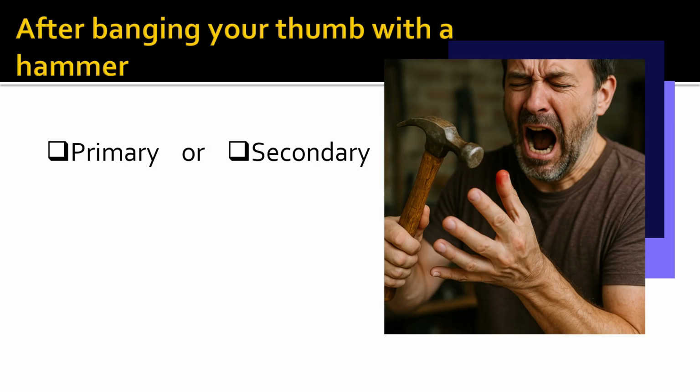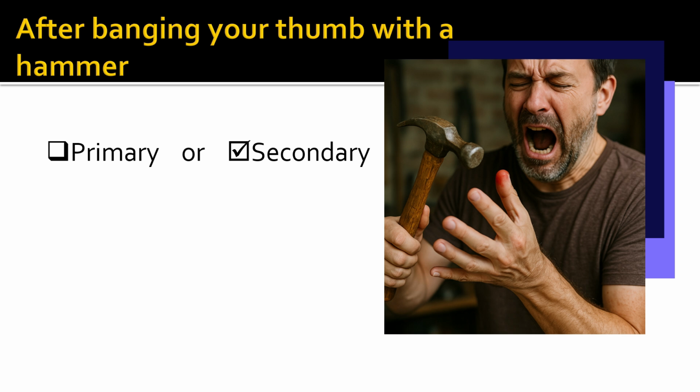After banging your thumb with a hammer, which type of pain would you say it is, primary or secondary? The answer is, it's secondary pain. Secondary because the pain is secondary to a banged thumb with a hammer. If the thumb was never injured, the skin, the nail, the bone, there would be no pain. So secondary pain is related to an injury or a trauma or a disease that occurs in the body.